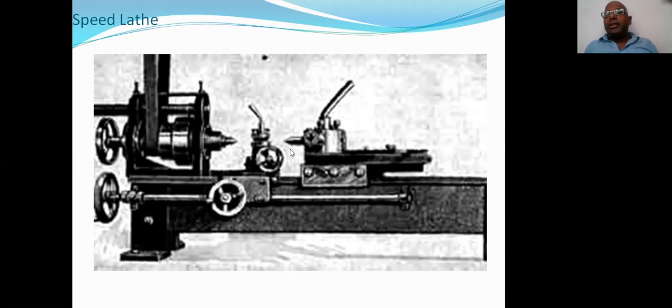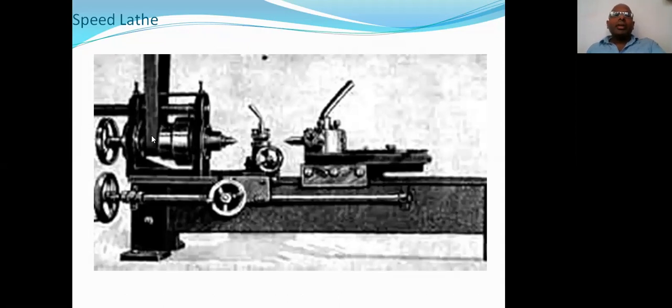Why does this speed lathe require very few attachments? Here the components produced are simple components which require high speed. Whenever the size of the job increases, in general, the speed of the job is supposed to be reduced. Here this machine is intended to produce small components. That's why this lathe machine requires high speed. So how are the required high speeds produced?